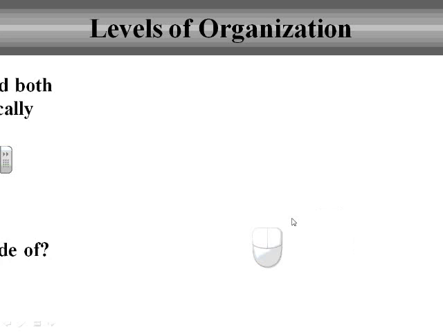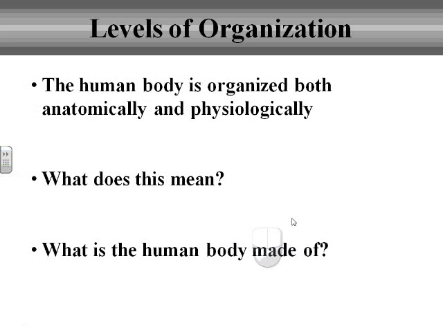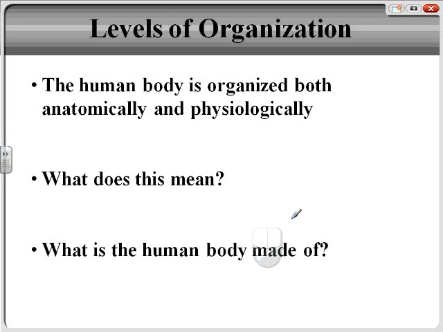So, it's important for us to recognize that the human body is organized both anatomically and physiologically. And we know from our previous lessons that by anatomically, we're talking structurally, and by physiologically, we're talking functionally. Right? So knowing that the human body is organized on both of these factors, what exactly does that mean? What is the human body made of?